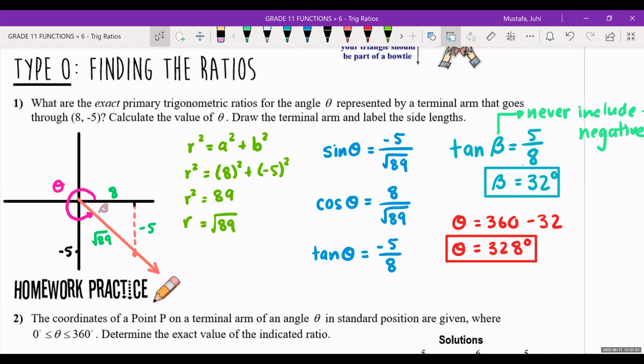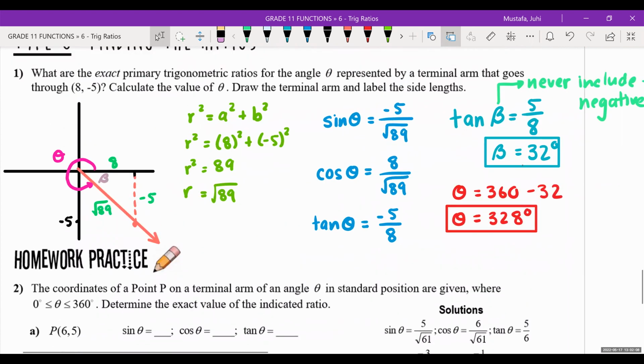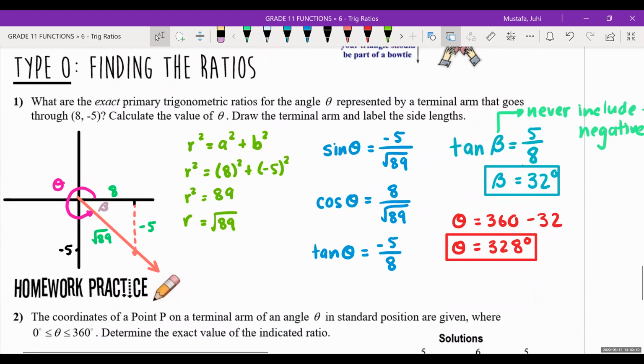You're going to practice doing this with the homework questions I've given you at the bottom, questions 2A, B, C, and D. I've included the answers. I can't promise the answers are all correct. Actually, if you find a mistake, let me know. But that's really all the theory we're going to need to know for this type of question.